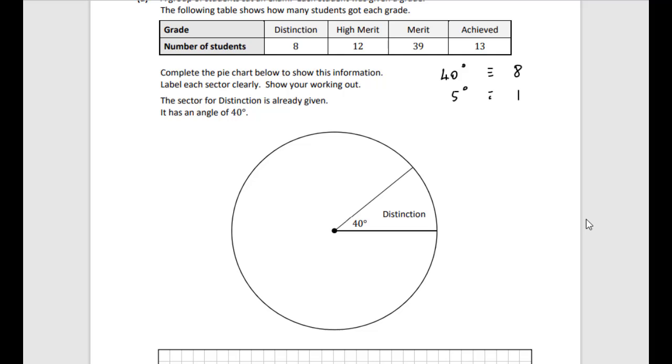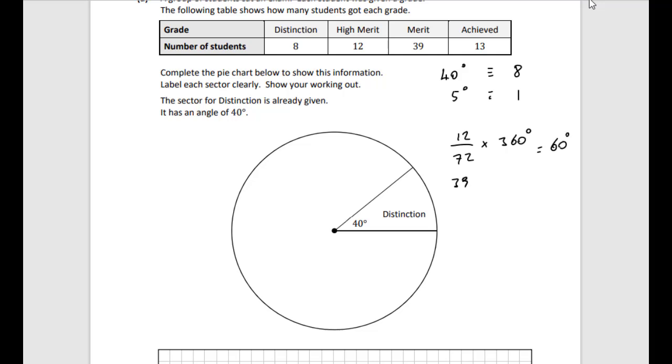Normally what you would do to work out angles for a pie chart is you would take 12. So we're doing high merit now. You would take 12 divided by the total number of students. The total number of students is 72 when you add all these up, so 72, and then multiply by a total of 360 degrees. So in this particular case, it's high merit, which is 12, we'll get 60 degrees. So that's the second one down.